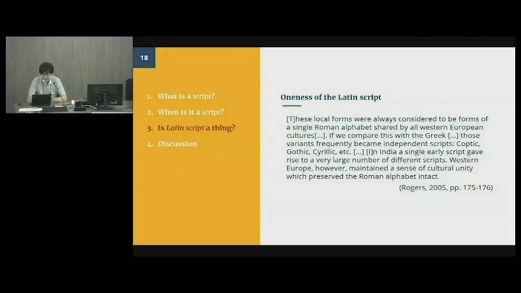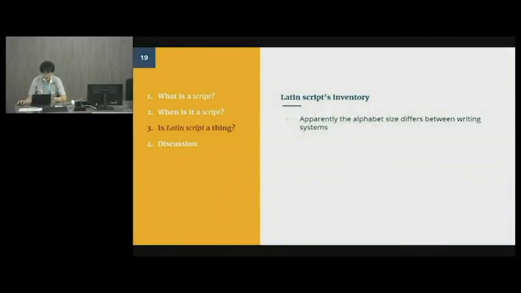One reason to choose the Latin script is that Rogers in his book explicitly says the Latin script is one solid concept. He says these local forms were always considered to be formed of the single Roman alphabet, and Western Europe maintained a sense of cultural unity which preserved the Roman alphabet intact. Intact and monolithic. So let's examine his saying.